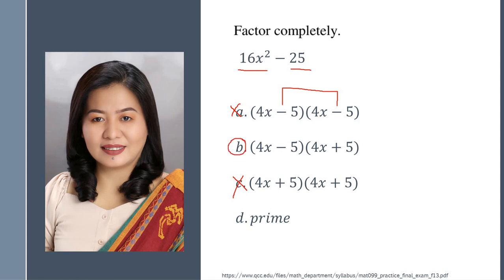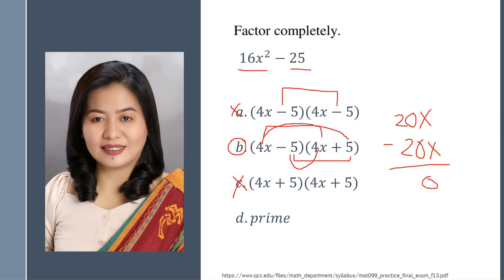So if you have a difference of two terms, it's not prime. So 4x times 4x is 16x squared. Negative 5 times 5 is negative 25, while 4x times 5 is 20x, and negative 5 times 4x is negative 20x. So that gives us a zero middle term. So our answer is letter B.